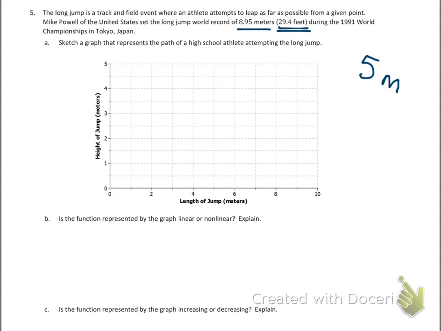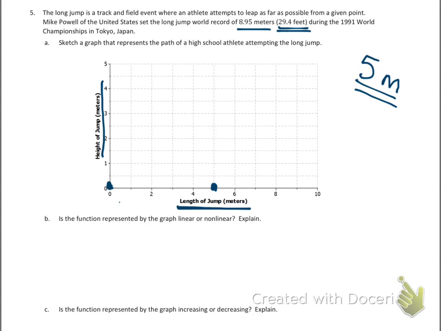So notice what we're graphing. We're graphing the length of the jump and the height of the jump. So the athlete starts his jump at 0 length and on the ground. Okay, and then they have to get up a little bit, and then they're going to come back down. So at my total length, which I'm going to say is 5 meters, the athlete hits the ground again.